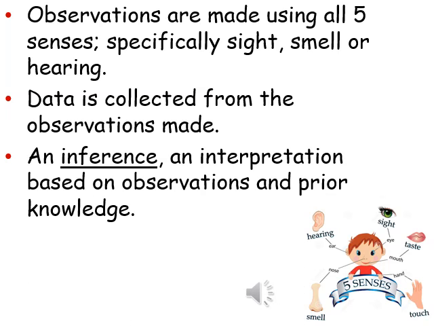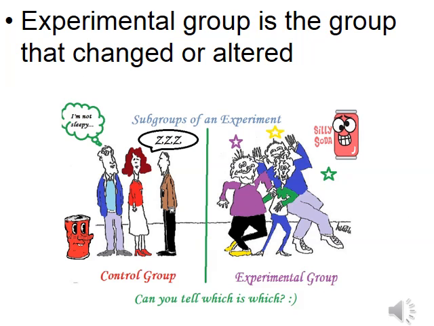Observations are made using all 5 senses, specifically sight, smell, and hearing. Data is collected from the observations made. An inference is an interpretation based on observation and prior knowledge. The experimental group is the group that is changed or altered. In this picture, can you tell which is which?